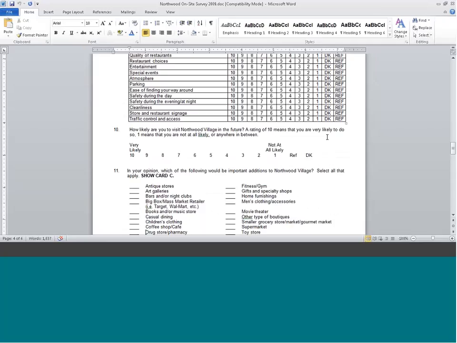So question 10, how likely are you to visit? This again is a scalar question, 1 to 10. We have a refusal and a don't know. Now that refuse should be all caps, right, because that's not read. So that was a little error in this questionnaire, but that should always be uppercase. Remember, if it's an instruction to the interviewer, then you need to have it as uppercase. So that ref should have been uppercase.